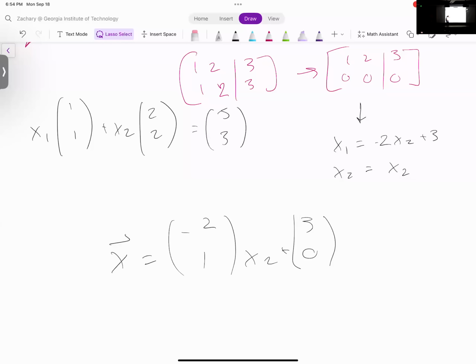We get x1, which is this top row, to be equal to negative 2 times 1 plus 3. Negative 2 plus 3 is 1. If I plug in 1 for x1 and 1 for x2, do I get 3, 3? Yes, this is just an example of the different values you can get from that solution set. Does that make sense? Kind of. I'll take kind of right now.